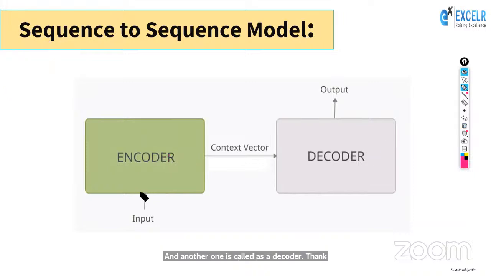Now, whatever input data we have, which is sequential data, we provide the input to this encoder.